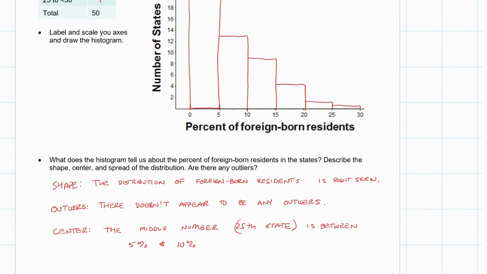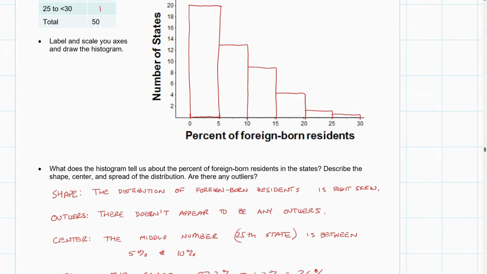And the last one is, what about the spread? The range, which is a measurement of spread, is 27.2, that was the highest state, minus 1.2, that was the lowest state, giving us a spread of 26%. All right, and there's our histogram, and there's us doing a summary of that distribution, very much based on that histogram.